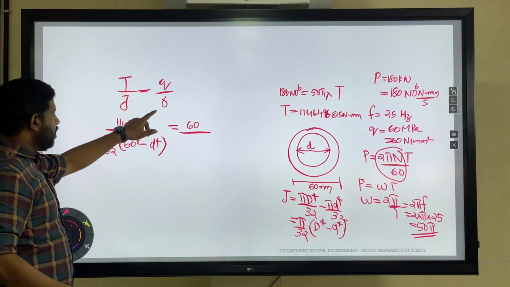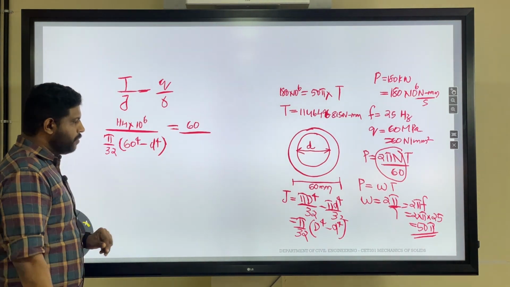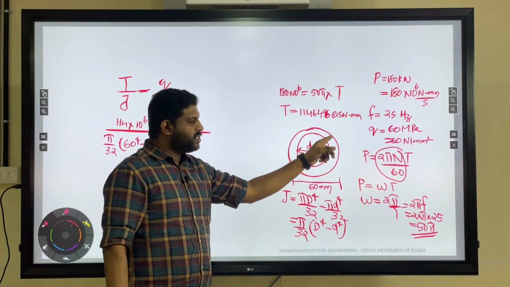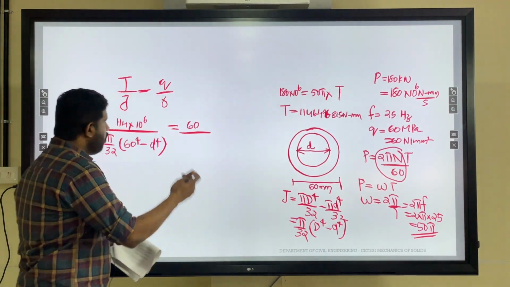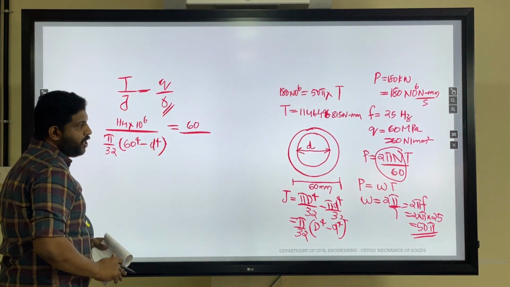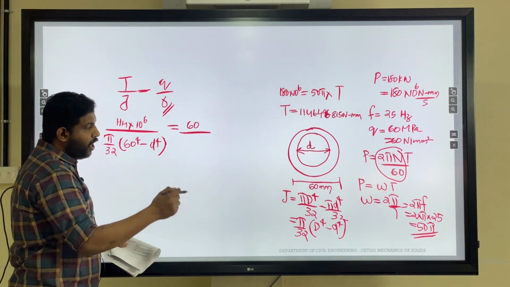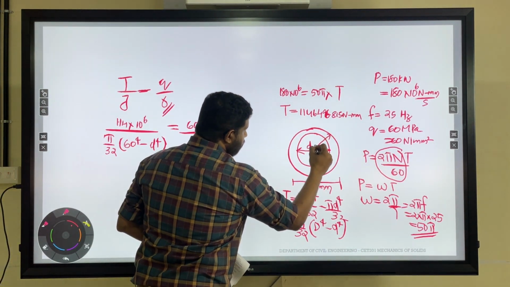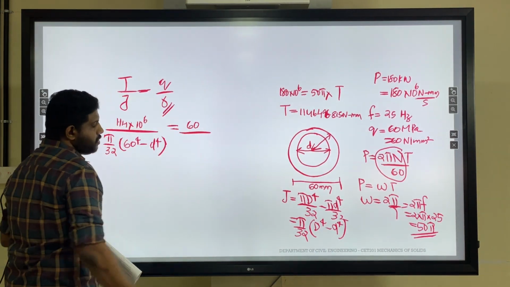Here you may have some confusion regarding the value for R, since the maximum stress will be developing at the surface of the shaft. So always keep in mind that R will be half of the outer diameter, that is the distance we have to give in place of R.